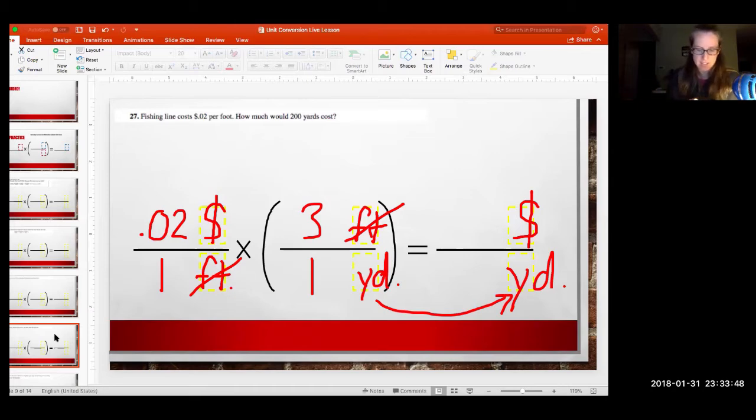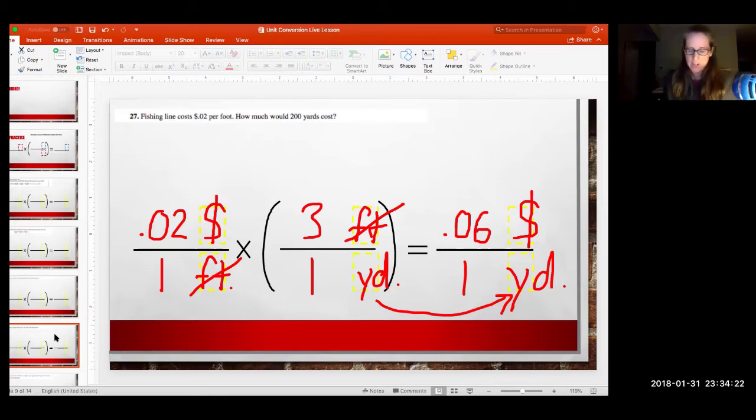All right. Now we're going to multiply across the top. 0.02 times 3 gives us 0.06. And then 1 times 1 gives us 1. So it's going to be $0.06 for 1 yard, which makes sense because a yard has 3 feet in it. For 1 foot, if it costs 2 cents, for 3 feet, it's going to cost 6 cents, right?